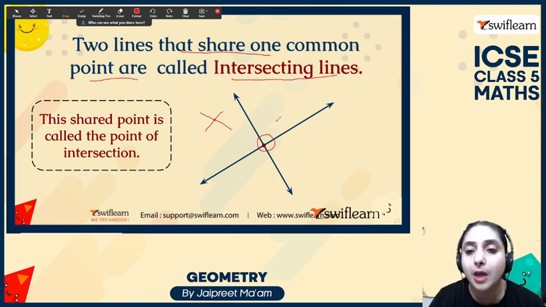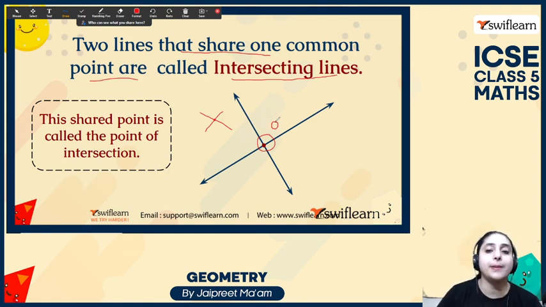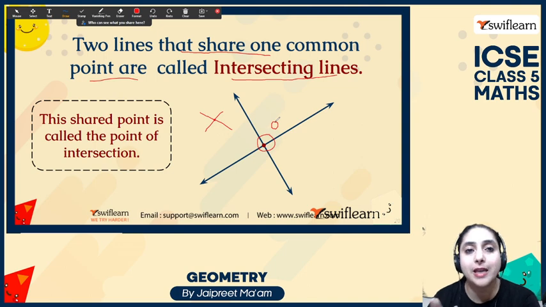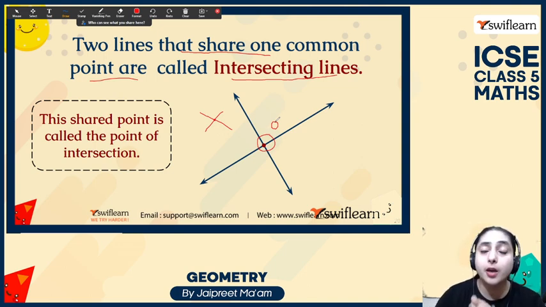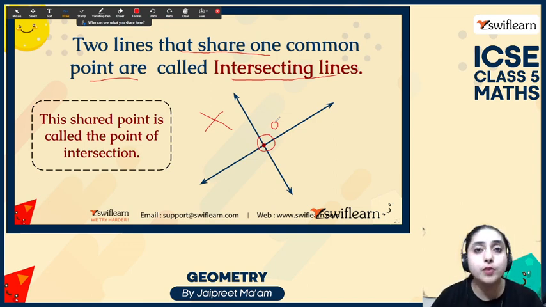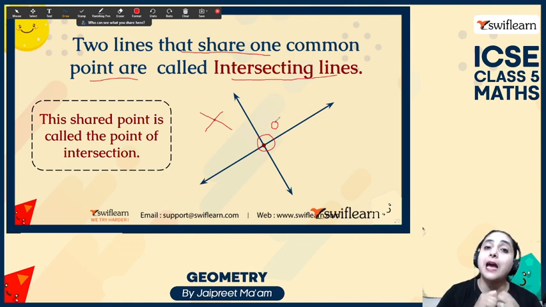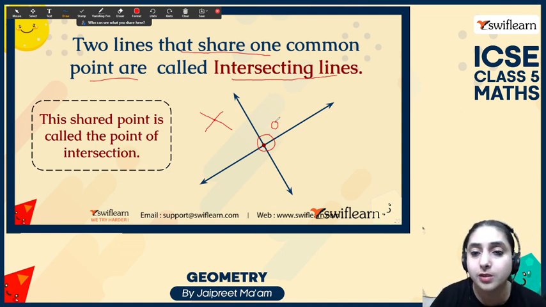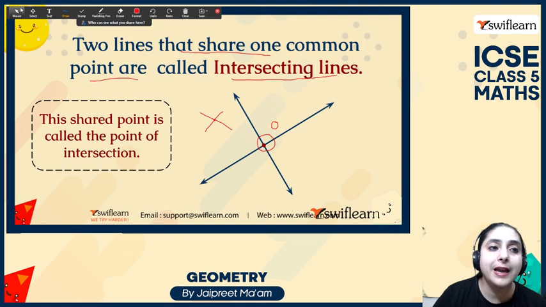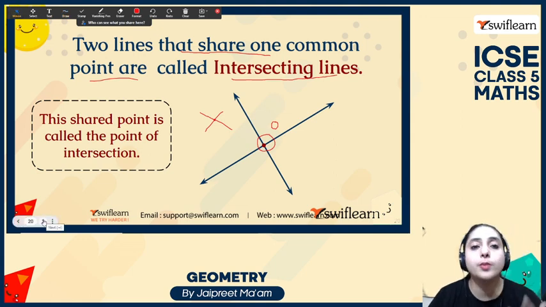What do we call this point? Point of intersection. For example, I am naming this point O. Remember, we always denote points with capital letters, and a line segment too, which ends between two endpoints, and a line we denote with a small English letter, for example L, P, M, X, whatever it is. So intersecting lines have one common point.